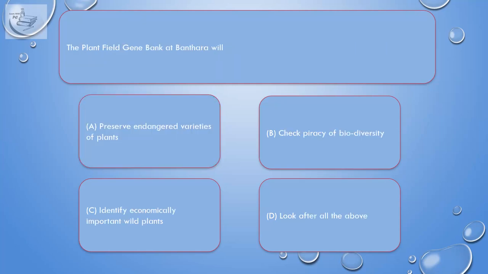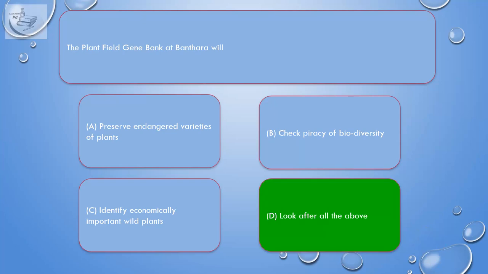Question: The plant field gene bank at Banthara will A. preserve endangered varieties of plants, B. check piracy of biodiversity, C. identify economically important wild plants, D. look after all the above. Correct answer is D. look after all the above.